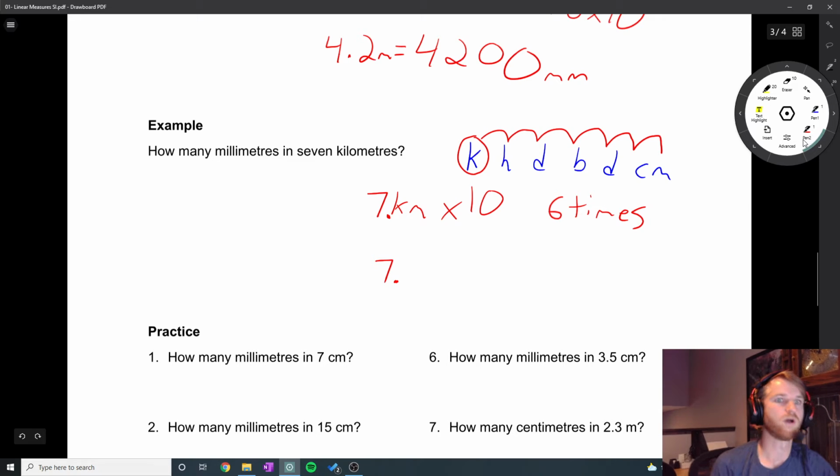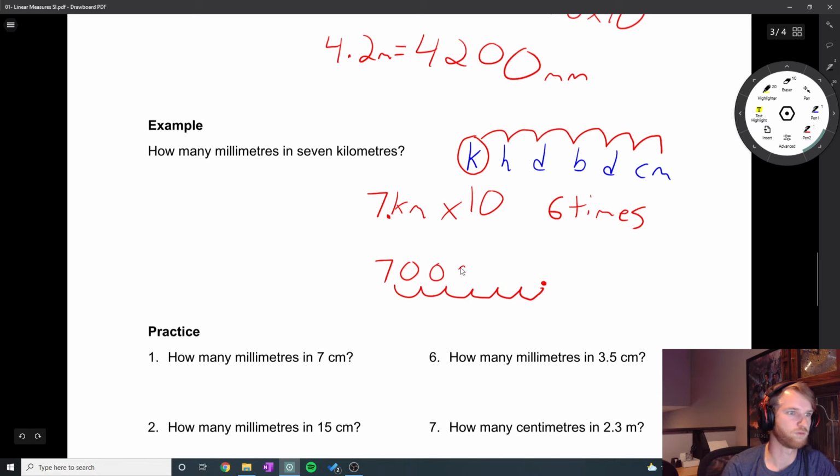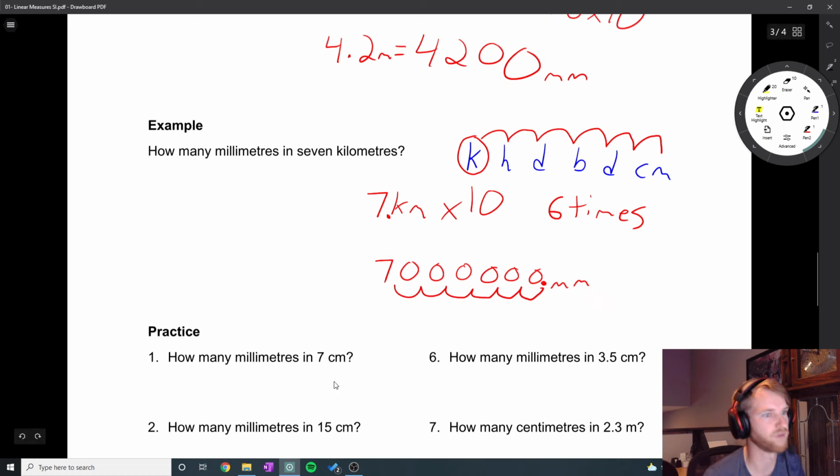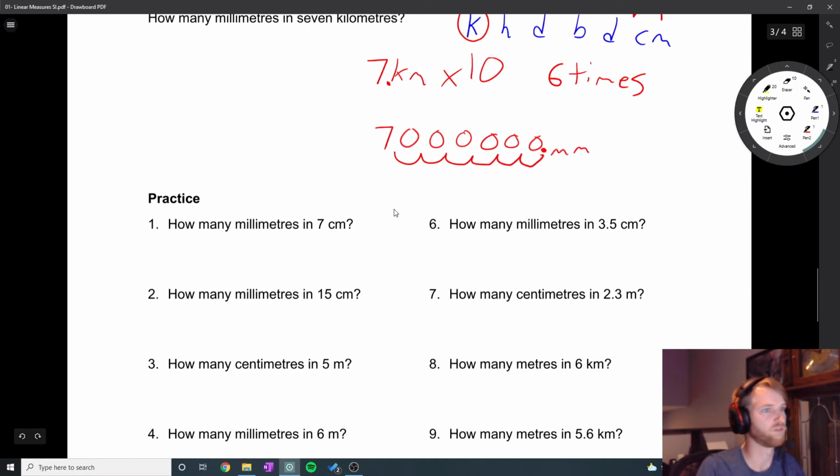So I'm going to move it over 6 times. 1, 2, 3, 4, 5, 6. My decimal has moved from here over 6 spaces, and we just fill these in with zeros. 3, 4, 5, 6. So 7 kilometers is the same thing as 7 million millimeters. This is why we have different units, so that we don't have to say, I went for a 7 million millimeter run.